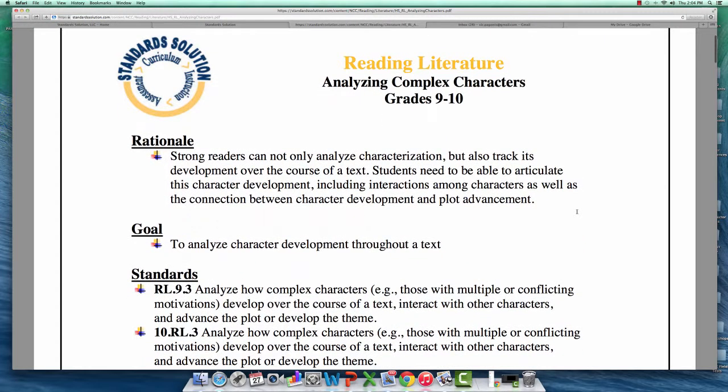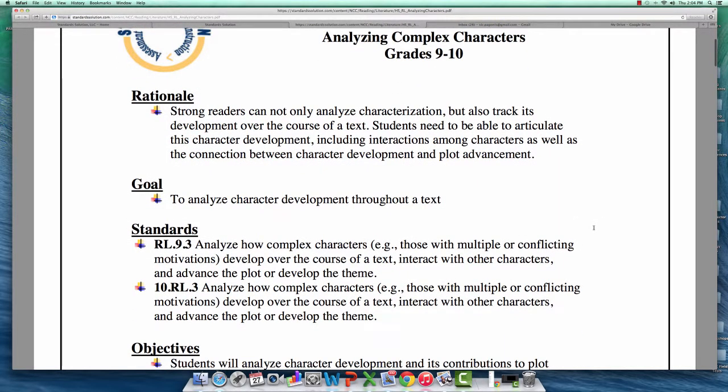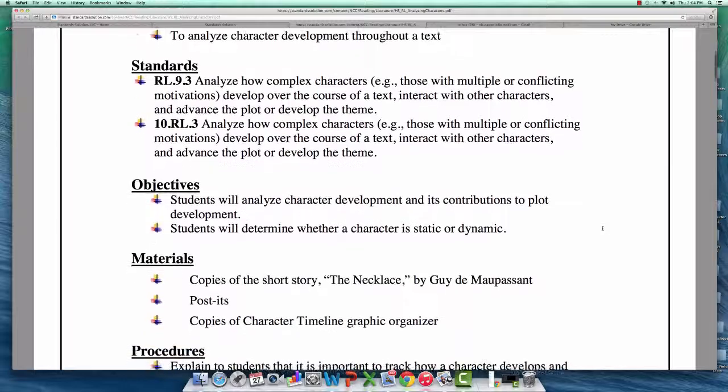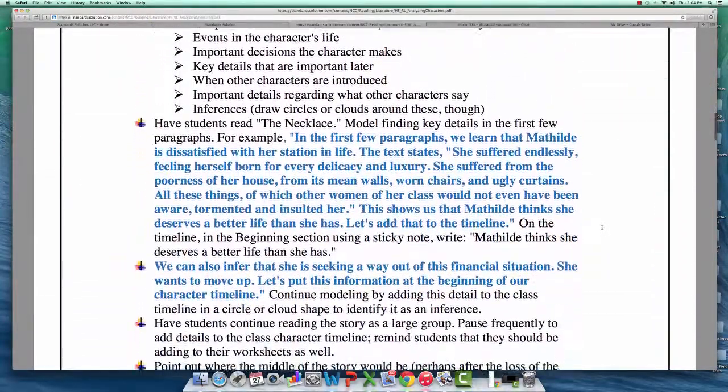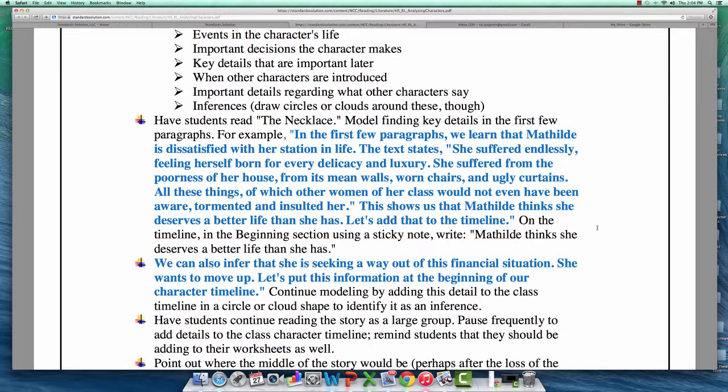So for instance, here's a lesson plan called Analyzing Characters for grades 9 to 10, Analyzing Complex Characters. Now our lesson plan format is similar to a Madeline Hunter. However, we have added 3 other elements. So we begin all of our lesson plans with a rationale that explains to the instructor why we wrote this lesson plan and why it is included, why it's important. Then our lesson plan goes on to our goals, standards, objectives, materials, procedures. And you can see that our procedures are very explicit.